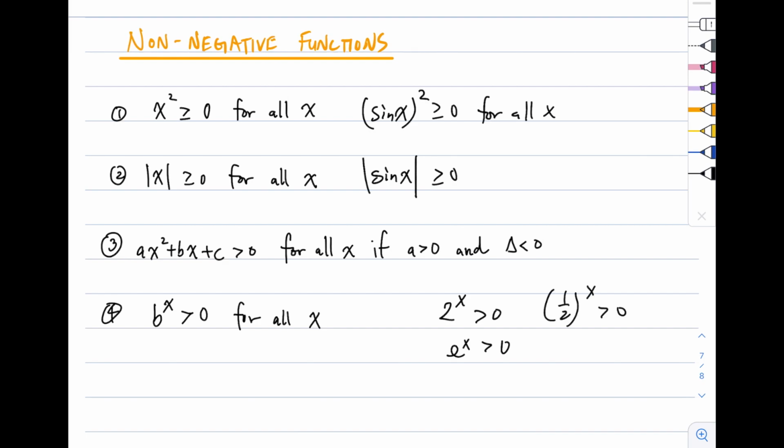The reason it's important to be on the lookout for these is that when you're making your sign charts, you don't have to worry about these non-negative functions. They're always going to be positive or maybe 0 at the edge case, and so you don't have to concern yourself with them. You want to be concerning yourself with functions that change sign from positive to negative. So hopefully that helps.